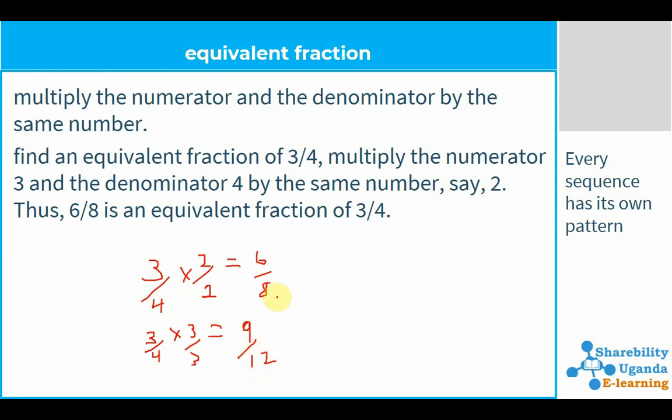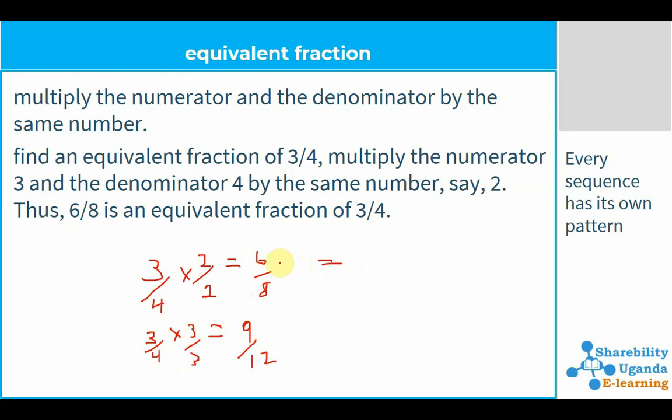So here we can get as many equivalent fractions as we want from only one fraction. That means 6 out of 8 is the same as 3 out of 4, and 9 out of 12 is the same as 3 out of 4. Can we prove that? Yes. We look out for the common factors.